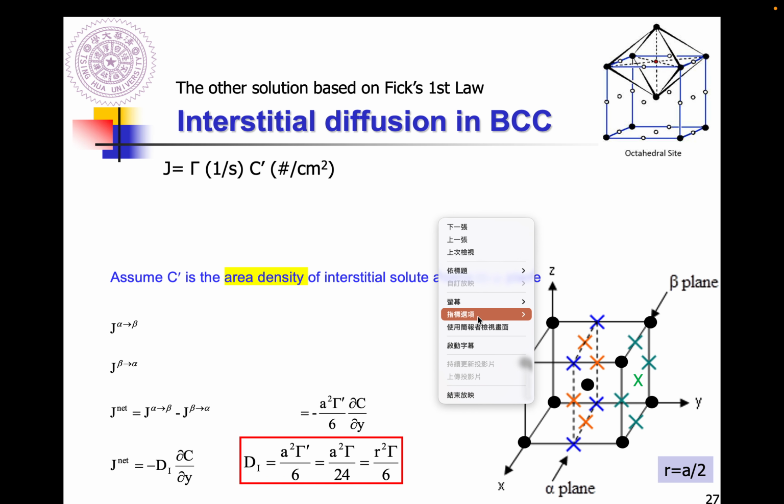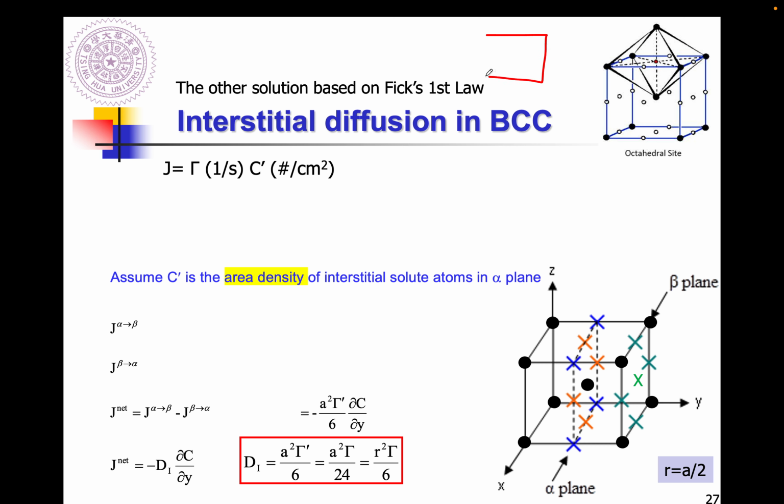Based on what you learned before, for the area density, if the interstitial site is at the corner, we count it as a quarter, right? If on the edge, it is 1 divided by 2. If at the center, it is 1, right? So now, based on this idea, we can work out the area density for the alpha plane.